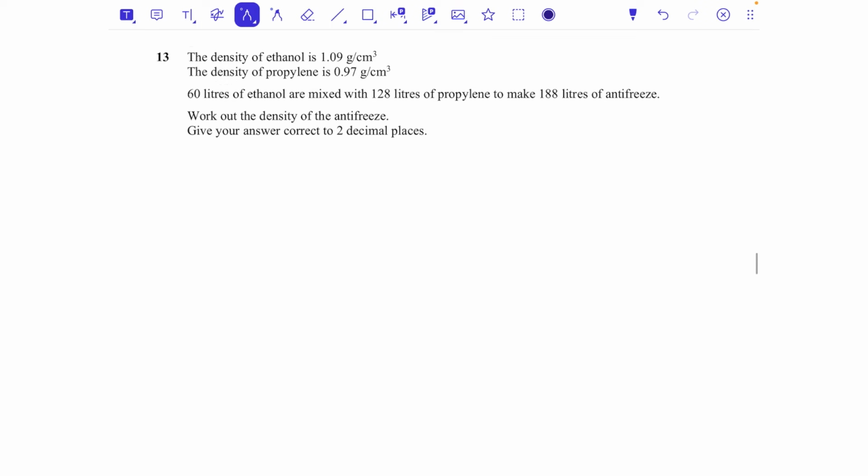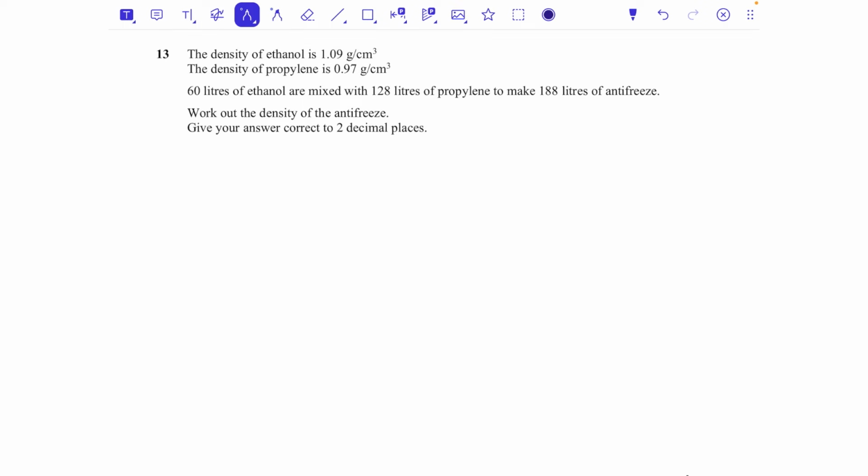Question number 13. The density of ethanol is 1.09 grams per centimetres cubed, and the density of propylene is 0.97 grams per centimetres cubed. 60 litres of ethanol are mixed with 128 litres of propylene to make 188 litres of antifreeze. Work out the density of the antifreeze.